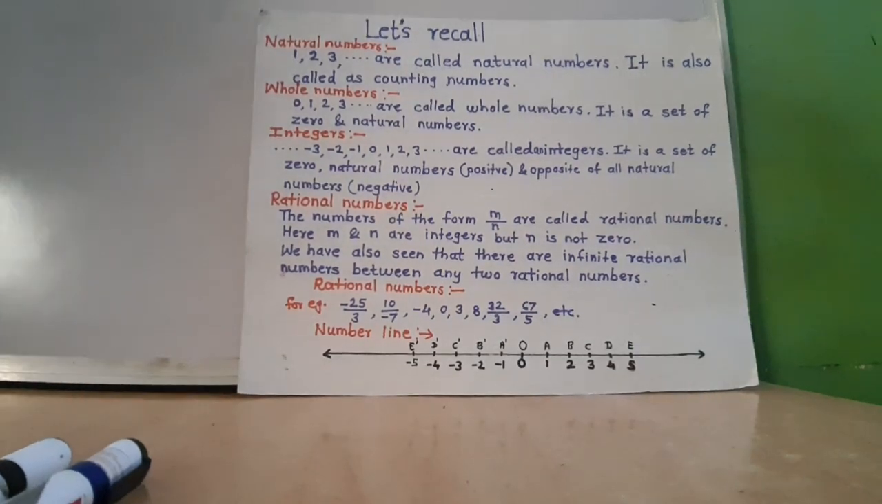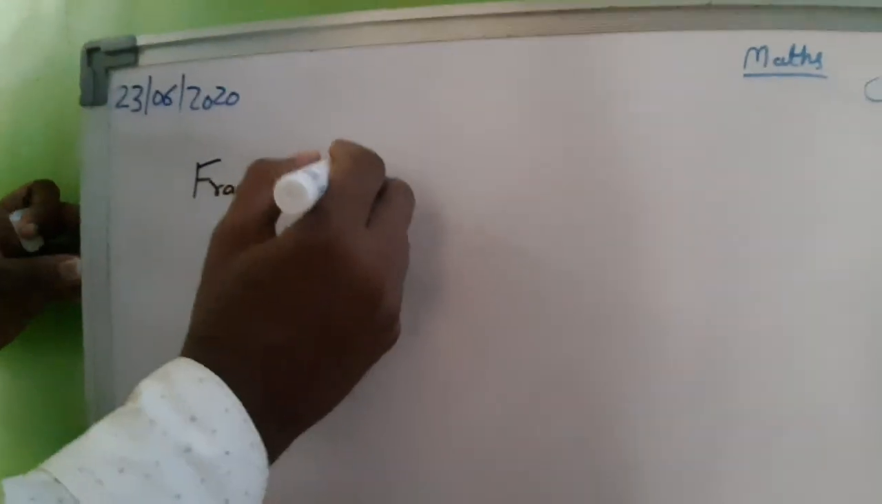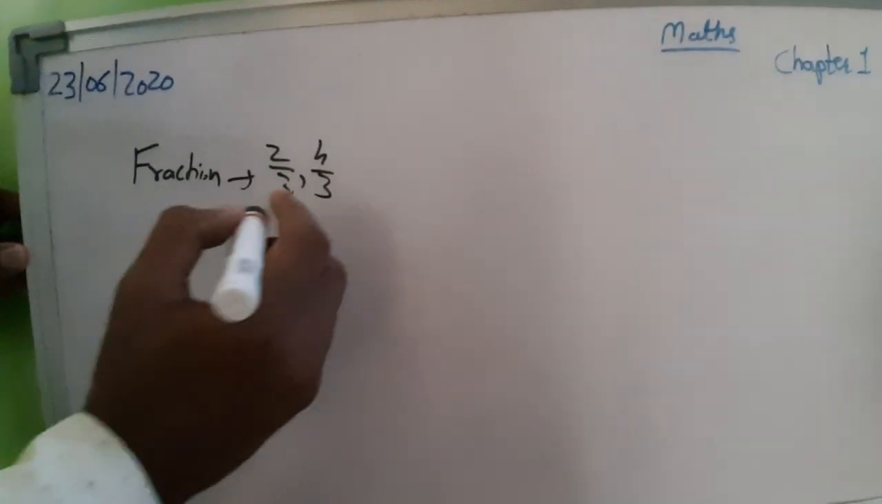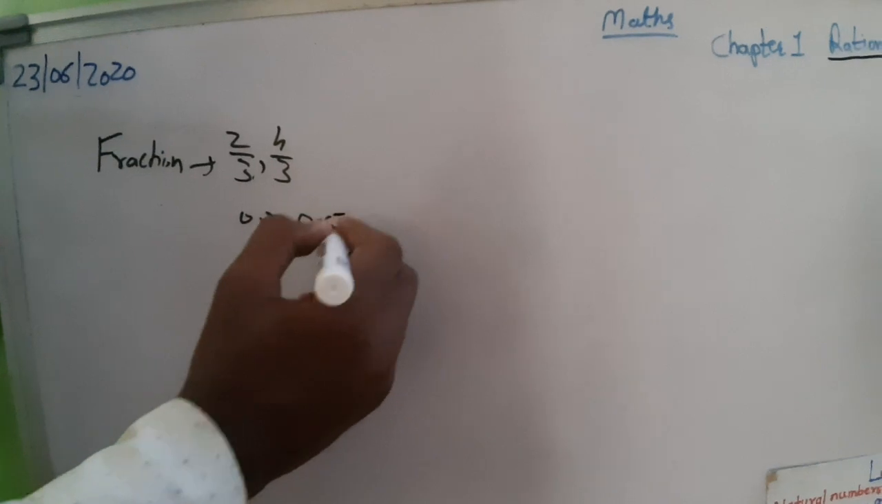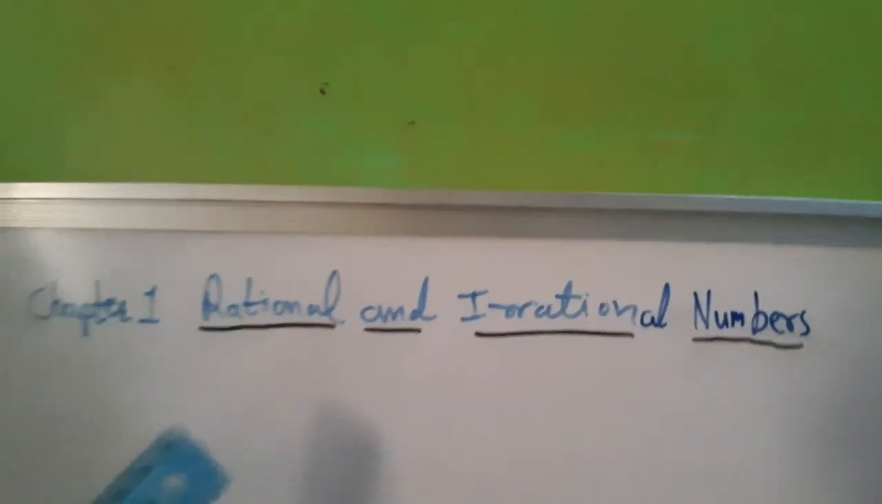Children, we also have the fraction. 2 upon 3, 4 upon 3, that is the vulgar fraction. 0.2, 0.5, these are decimal fractions. And children, we can say all integers and fractions are known as rational numbers. That is our first chapter, rational and irrational numbers.